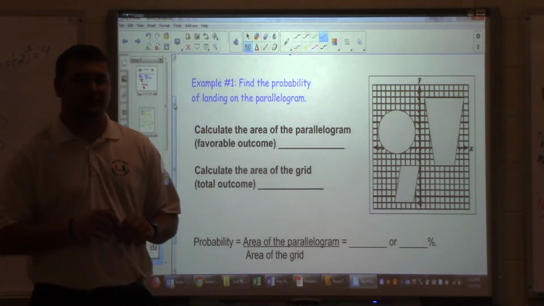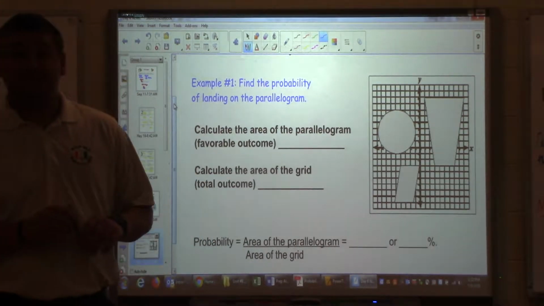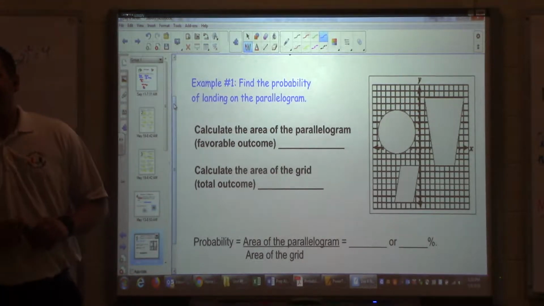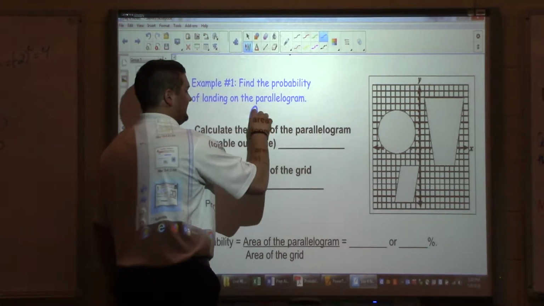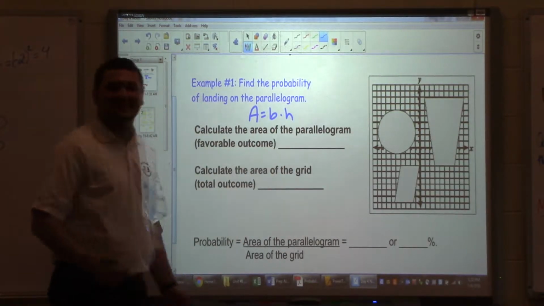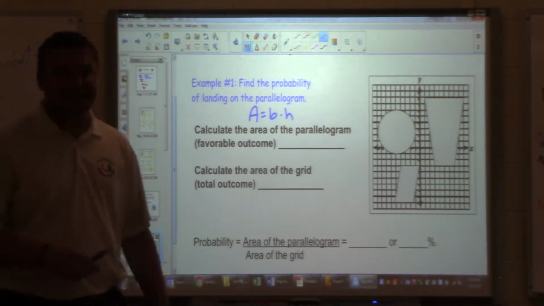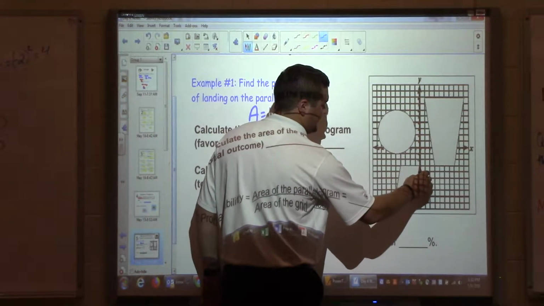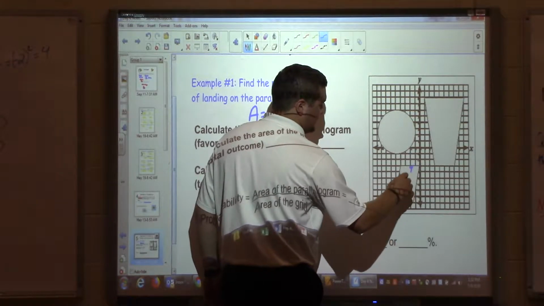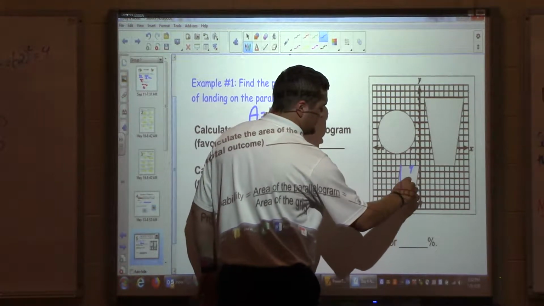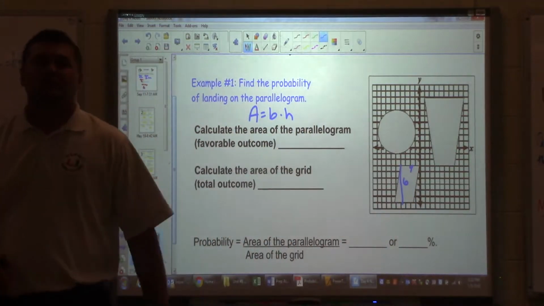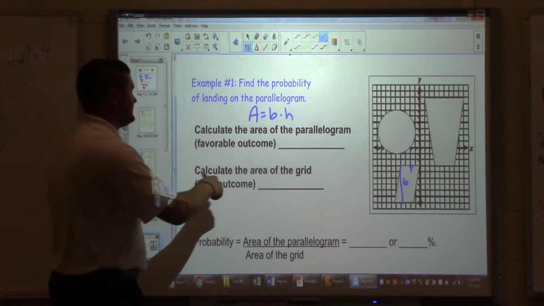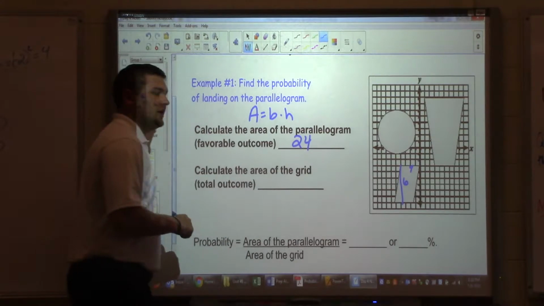Base times height is correct. Area equals base times height. So the area is the base times the height. So 1, 2, 3, 4. 4 for a base. I have a height of 6. Right? It's on a coordinate plane, so I can just count the boxes there. So base of 4, height of 6 means I'm going to have an area of 24.